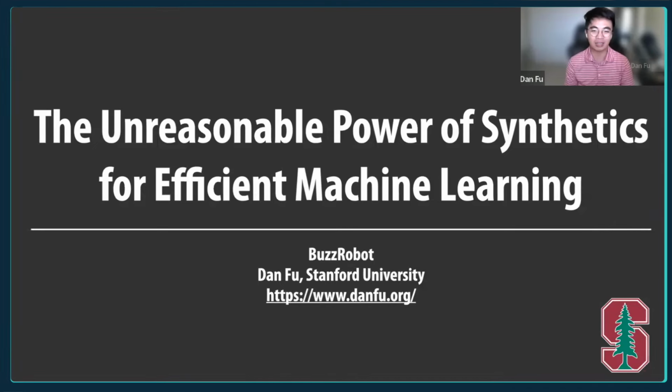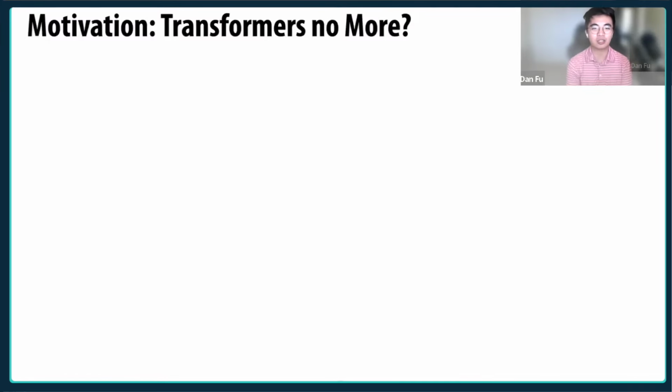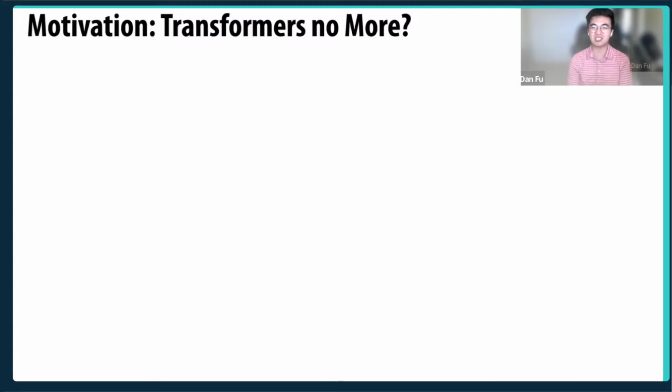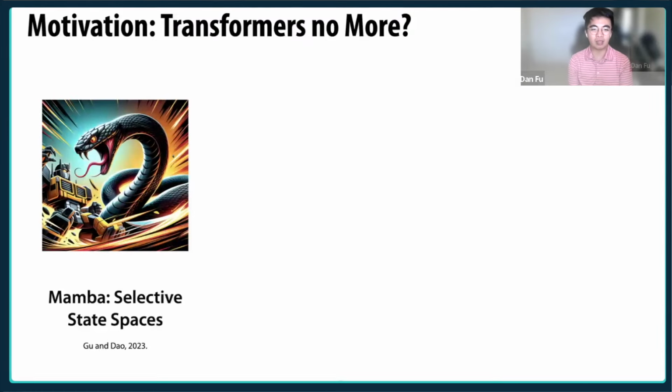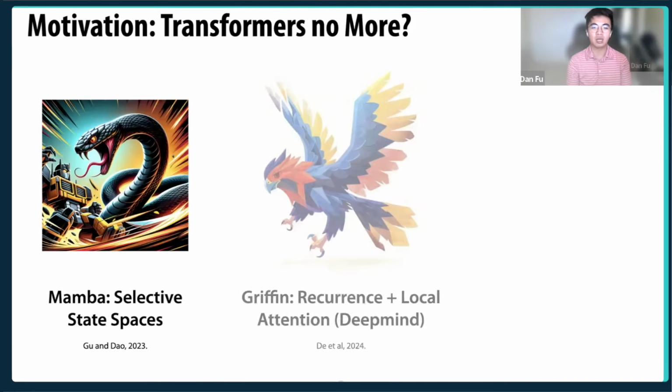This is what I like to call the unreasonable power of synthetics when you're trying to develop some of these new models. The motivation for this talk is that over the past 6 to 7 months, we've seen an explosion of new architectures in machine learning. If you're familiar with Mamba, state spaces, Mamba 2, these selective state space models have started to emerge as potentially a challenger to transformers.